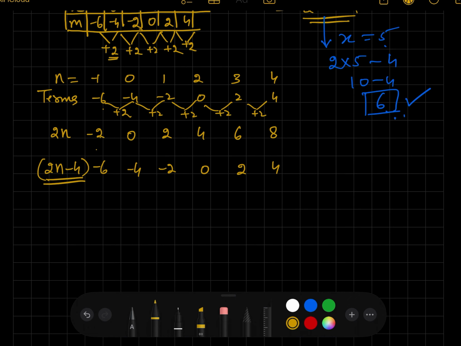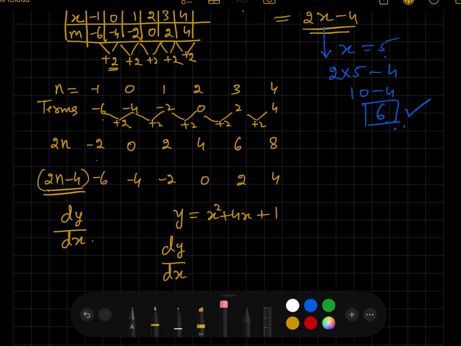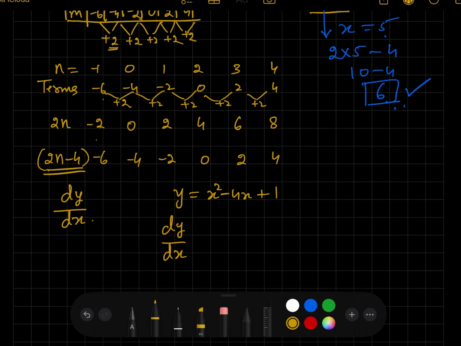Now this gradient, which we normally write as m, we will write as dy by dx. Okay, what does it mean? If my function is given by y equal to x square minus 4x plus 1, then the gradient of this curve would be dy by dx. And we saw that our gradient is 2x minus 4.